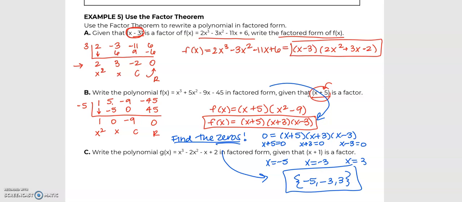Okay, so that's just a little lesson on the factor theorem, and we're going to practice this some more. Great job, guys.